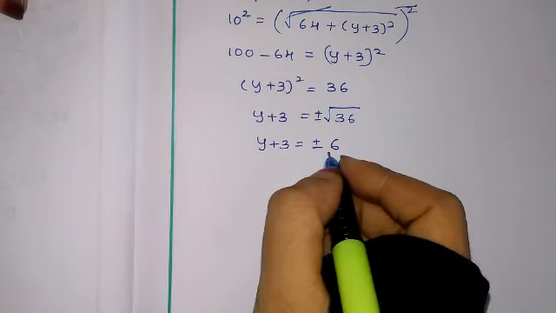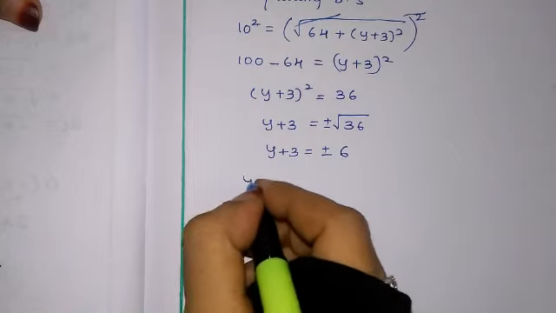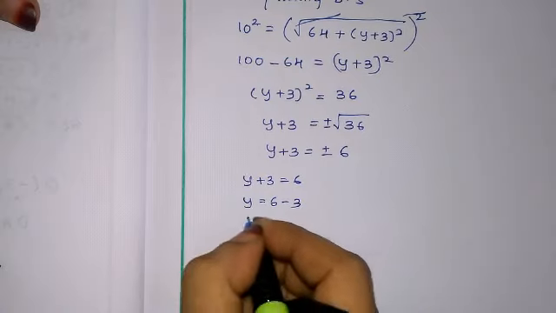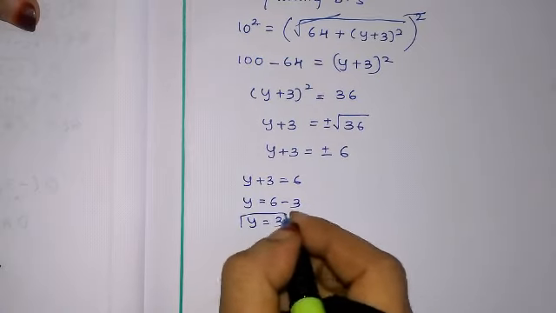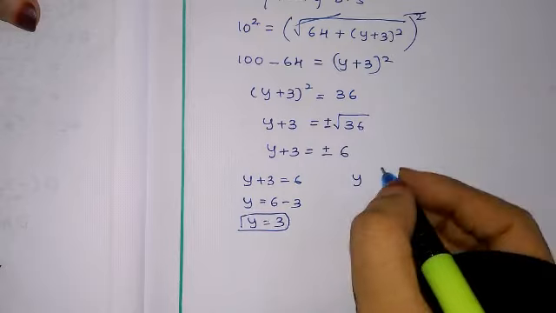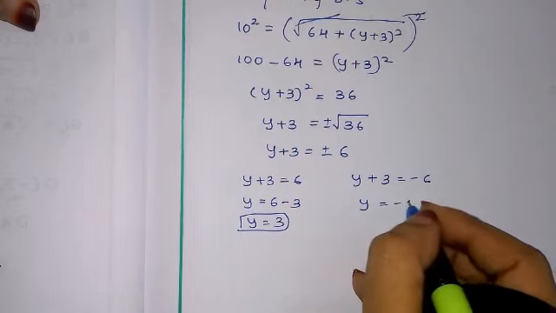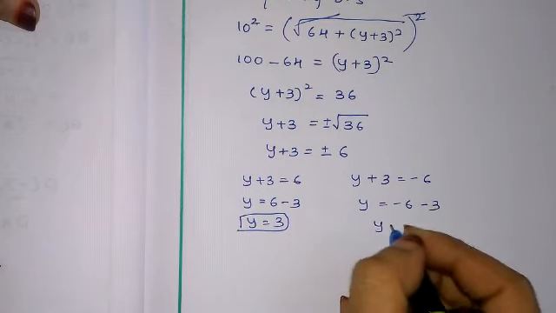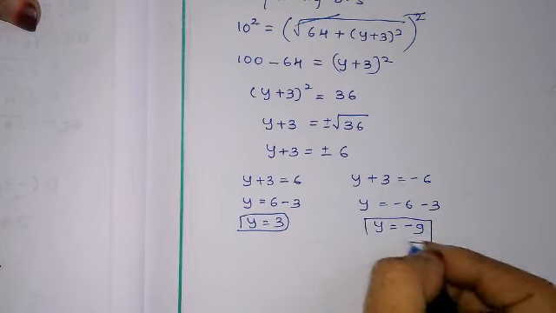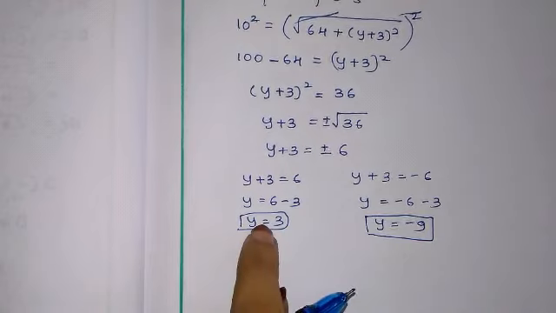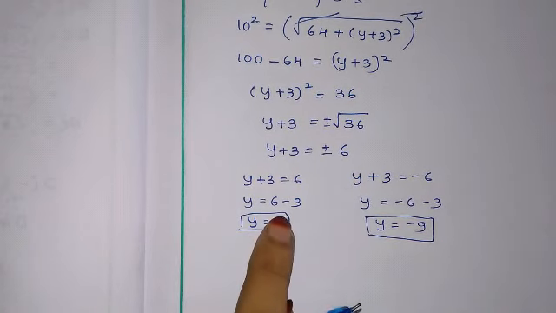Now one time plus, one time minus we have to do. Y plus 3 is equals to 6. Y is equals to 6 minus 3. Y is equals to 3. Now y plus 3 is equals to minus 6. Y is equals to minus 6 minus 3. Y is equals to minus 9. This is the answer for this question. Now let us see question number 10.